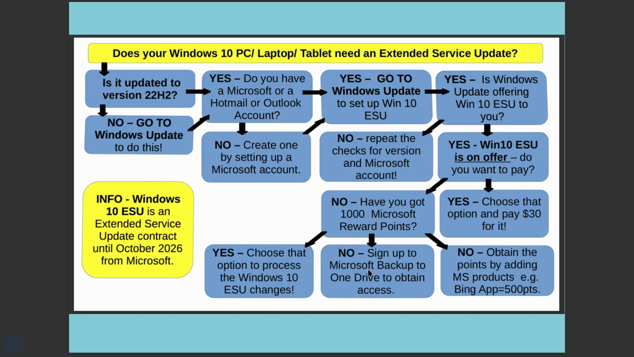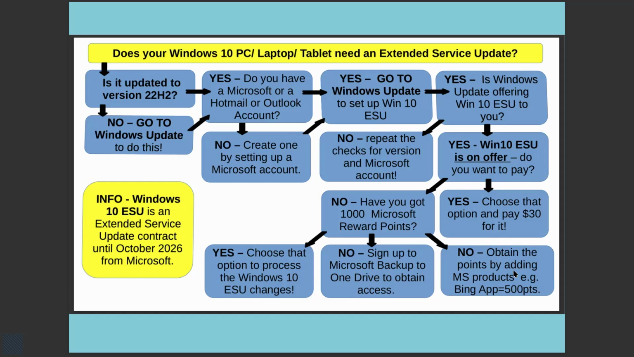Alternatively, you can sign up to Microsoft Backup to OneDrive to obtain access. This is what happened with me. I had backup switched on already, so it gave me access to Windows ESU straight away. Finally, if you don't have enough points and you haven't signed up to the backup, then you can obtain the points by adding more Microsoft products to your account, your Windows installation, like downloading the Bing apps, which is worth 500 points.